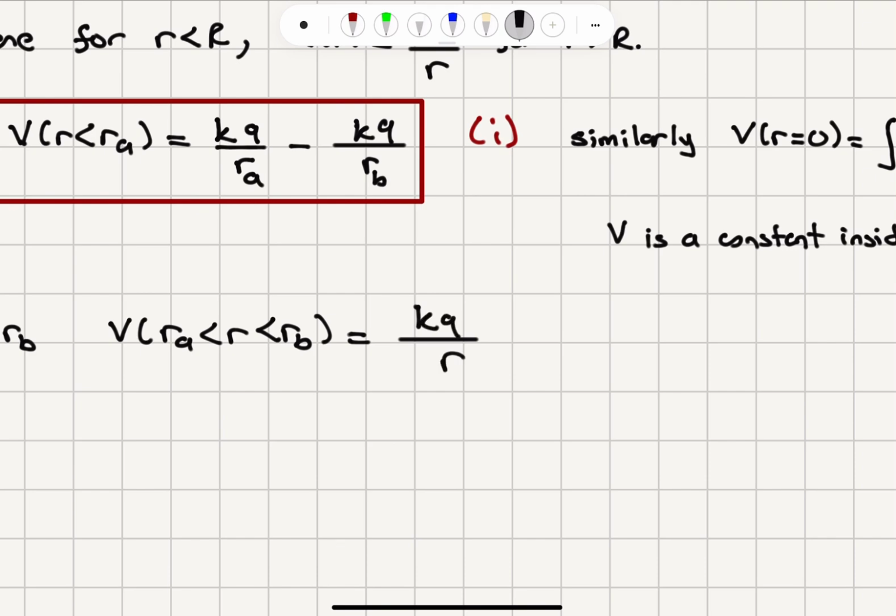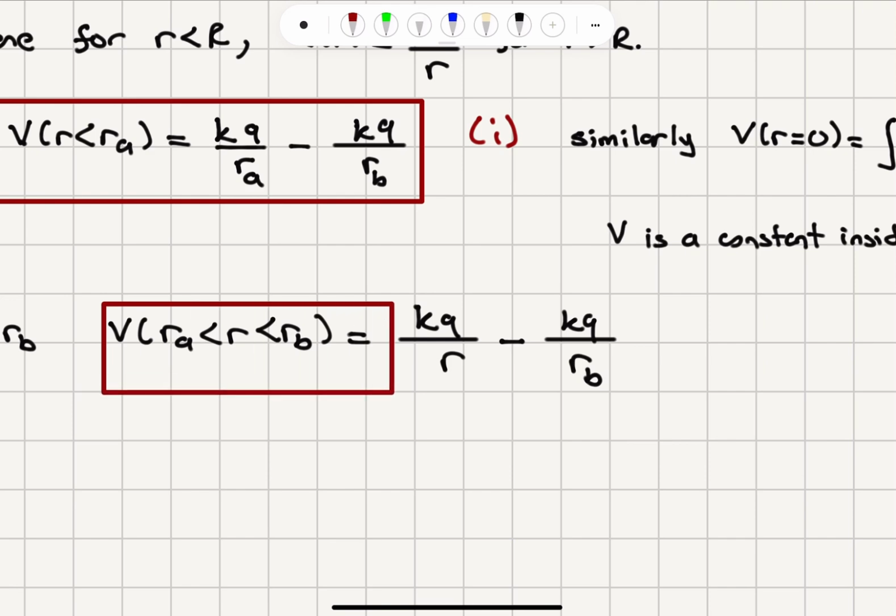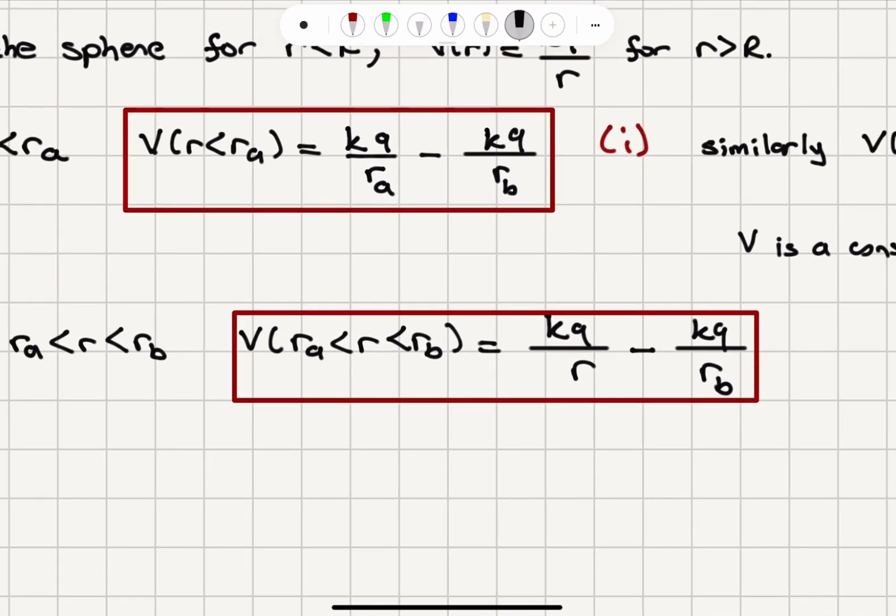And the contribution due to the outside hollow spherical shell, because inside this hollow spherical shell, the potential is minus kq over rb. So this is just minus kq over r sub b. So this is the answer to the question for this region. But similarly, I can see the same result using Gauss law.